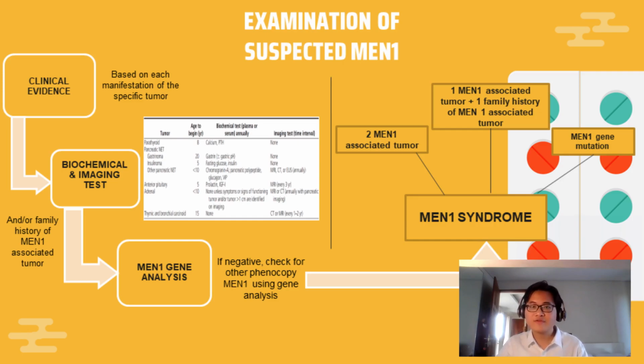If negative, check for other phenocopy of MEN 1 associated genes using gene analysis. If the result for MEN 1 gene analysis or the phenocopy gene analysis is positive, we can confirm the diagnosis of MEN 1 syndrome. But there are three options that can confirm the diagnosis. The first is the finding of two MEN 1 associated tumors. The second is the finding of one MEN 1 associated tumor and one family history of a MEN 1 associated tumor. And the third is the MEN 1 gene mutation.